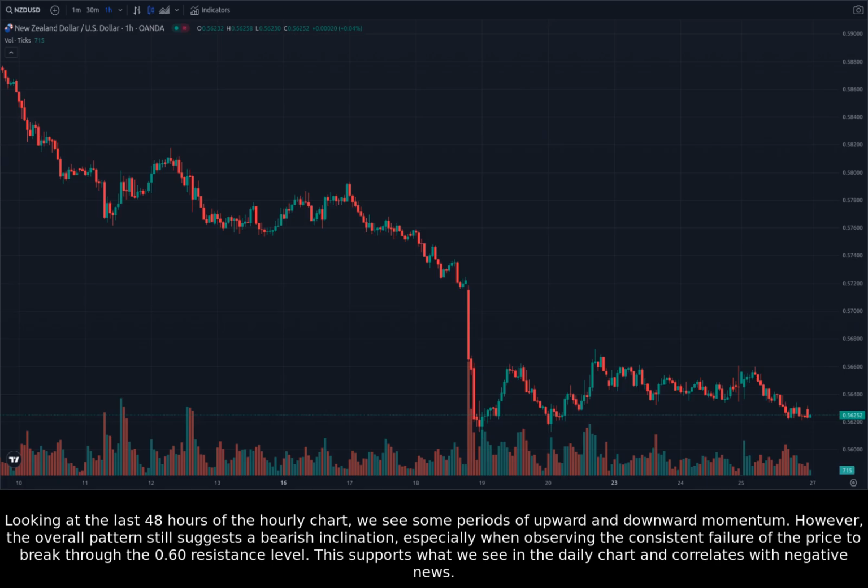momentum. However, the overall pattern still suggests a bearish inclination, especially when observing the consistent failure of the price to break through the 0.60 resistance level. This supports what we see in the daily chart and correlates with negative news.